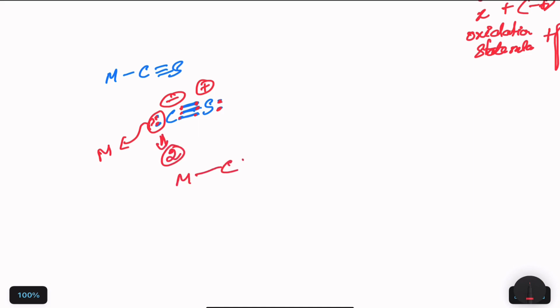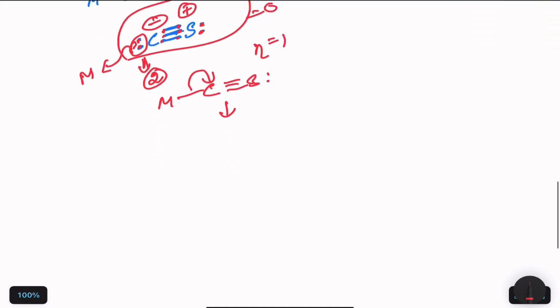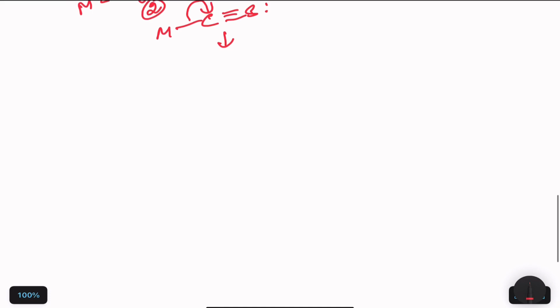So then what will happen? Again the same procedure. This is coming back here. That is how you have to find the formal charge. Then the same structure will be there, and it is a neutral ligand. So formal charge is what? 0. What about the hapticity? The same. Hapticity is 1. Then next, move on to the next example.